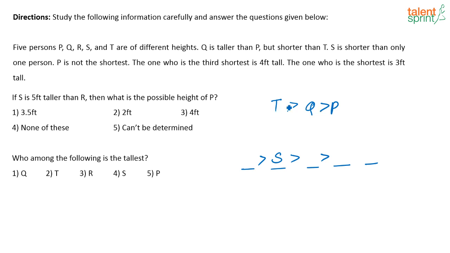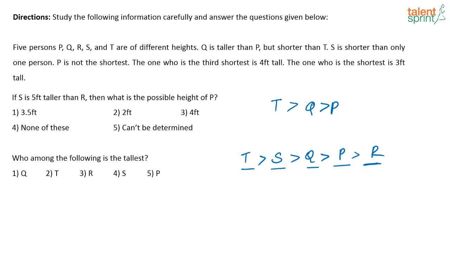See, P is already shorter than T and Q. So this has to be P. P is not the shortest means there is one more person after P. And so where will T and Q be? Obviously this has to be T, this has to be Q. And so where will R be? This has to be R. So this has to be your arrangement for this question. Okay, very easy one. Only thing you have to read the information correctly and place them in the correct order. So in the order of height, T will be the tallest, S is the second tallest, followed by Q, P and R.